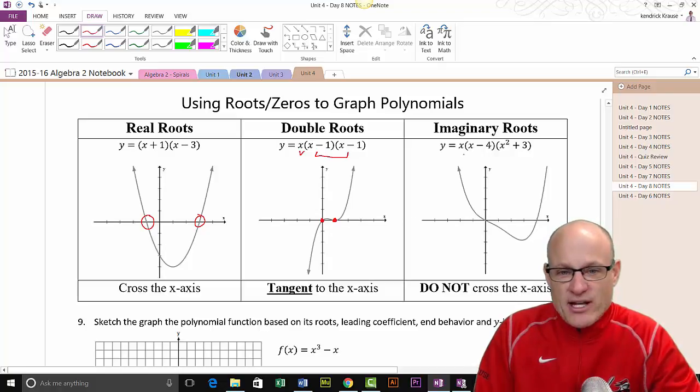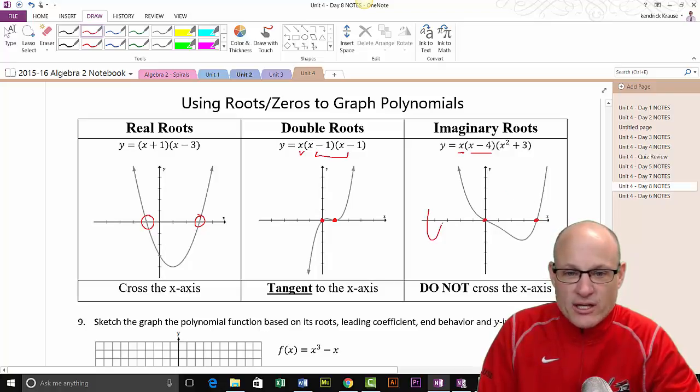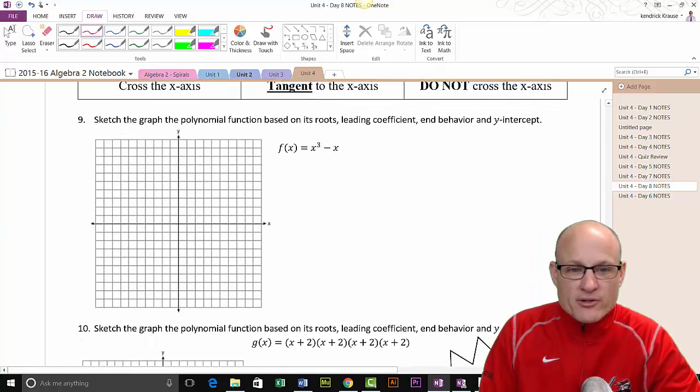And in this case, I should have 4 roots. 0, positive 4. But this is going to give me plus or minus i square roots of 3, but they're just imaginary roots because it's not crossing the x-axis. It should cross 4 times. 1, 2, 3, 4, but it doesn't. So 2 of those roots have to be imaginary. So we're going to sketch this based on end behavior, y-intercept, and its roots.